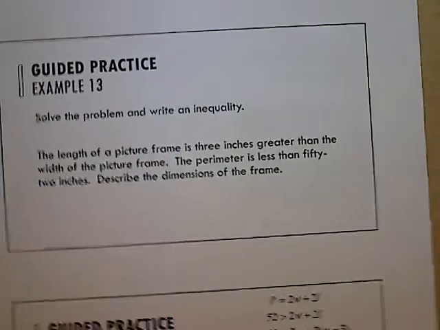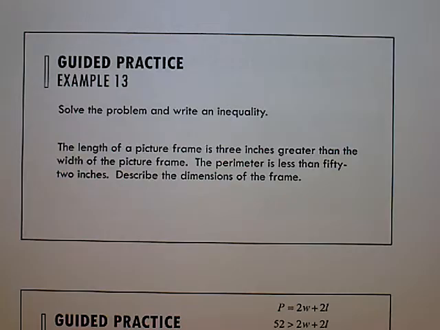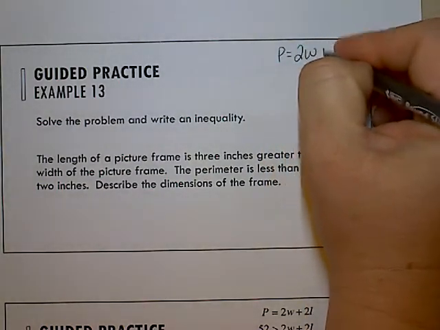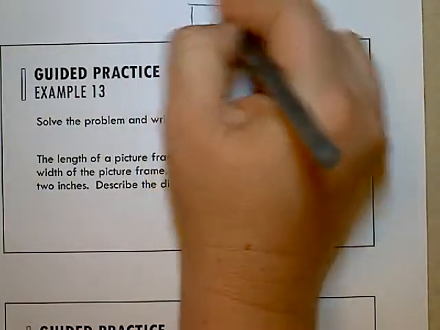Example number 13. The length of the picture frame is 3 times greater than the width of the picture frame. The perimeter is less than 52 inches. Describe the dimensions of the frame. So what do we know? We know that the perimeter of a rectangular frame is 2W plus 2L.